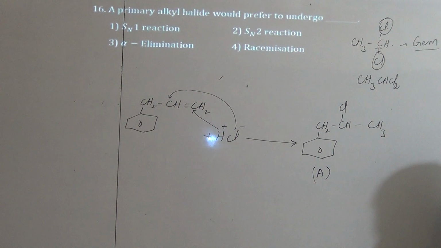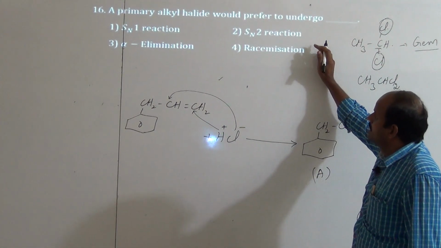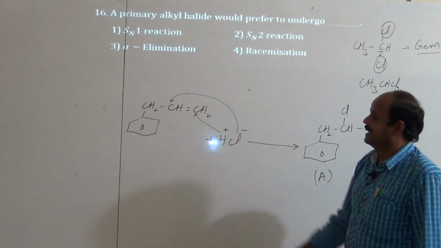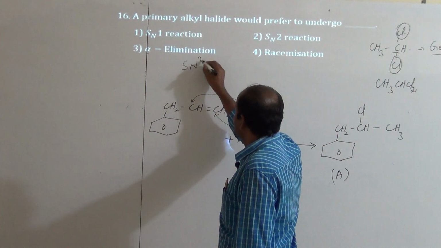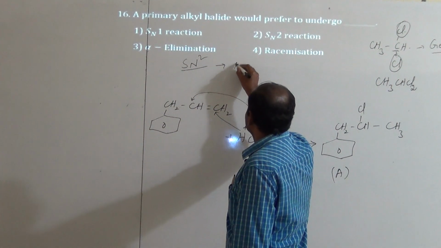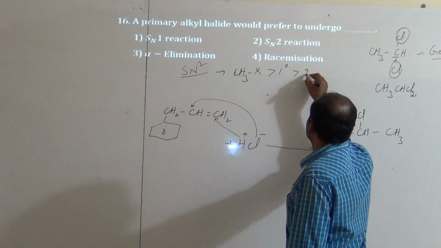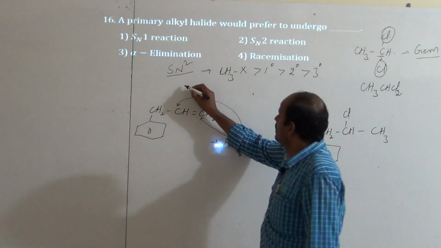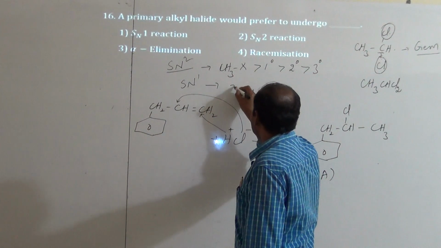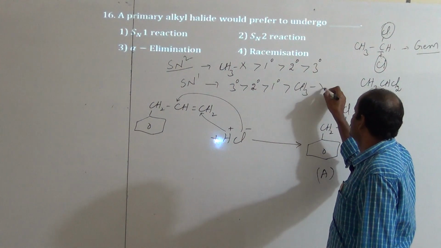A primary alkyl halide would prefer to undergo which type of reactions? Is it SN1 or SN2? Very good, SN2. Because in SN2 reactions, what is the reactivity order? First methyl halides, next primary alkyl halides, next secondary alkyl halides, next tertiary alkyl halides. For SN1, it is the reverse order: tertiary, secondary alkyl halides, primary, methyl halides.